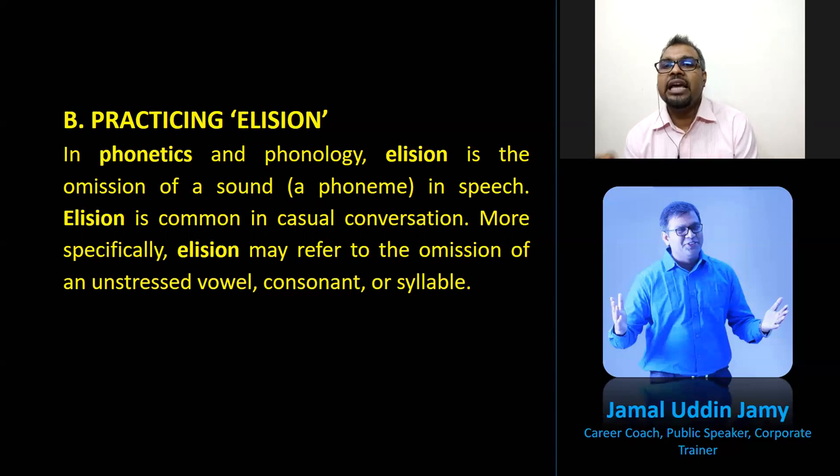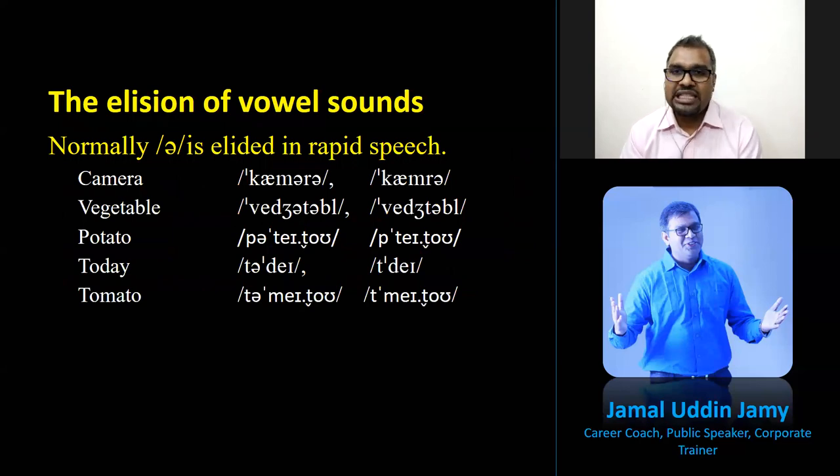More specifically, elision may refer to the omission of an unstressed vowel. If you want to know about stressed and unstressed vowels, I would like to recommend you go back to my other video on stress. You'll learn the vowel, the syllable, consonant and vowel sounds as well. So unstressed vowel, consonant or syllable: delete, omission, elision. That is, omitting unstressed vowels, consonants or syllables from a word is called elision. Let's see some examples and rules.